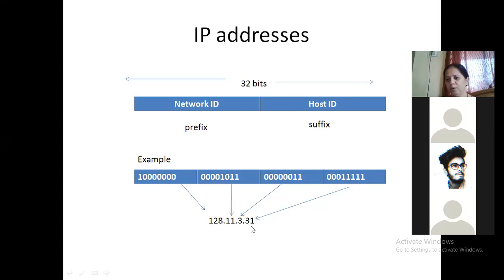So if this is your 32-bit address, in decimal notation, we identify it as 128.11.3.31. Okay. So like this, the 32 bits that are there will have a corresponding decimal value, which makes use of a dotted notation, what we were just learning, what we call the dotted decimal notation. So dotted decimal notation is used in IP addresses, and these IP addresses will be made up of network ID and the host ID, ID for identification.